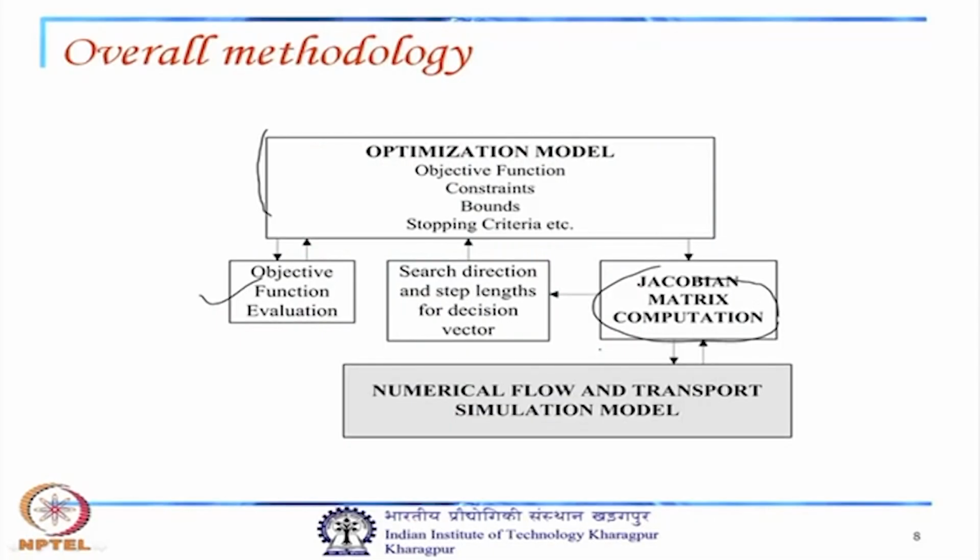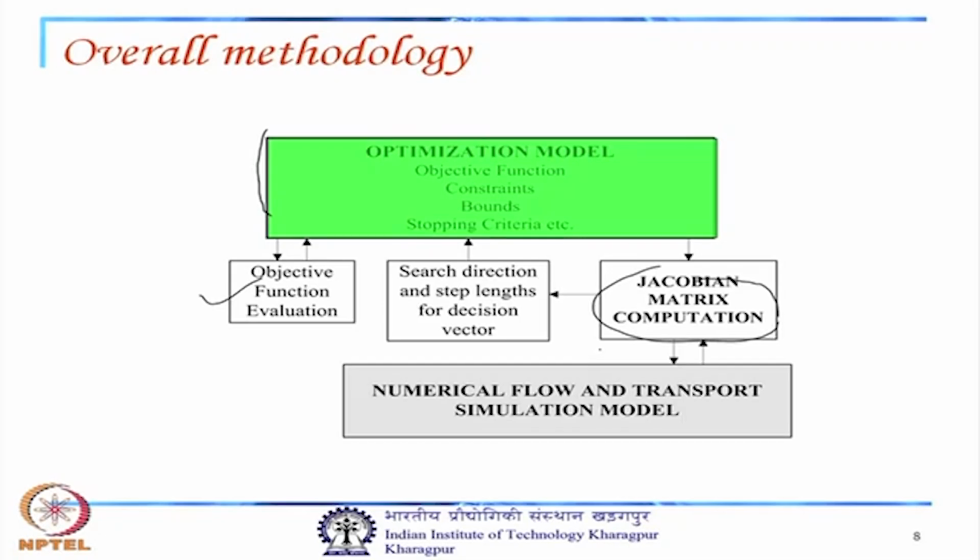Search directions are basically dependent on the Jacobian matrix, and the Jacobian matrix will give the proper direction. But the problem is that if you have a Jacobian matrix based approach, then you may or may not get a proper global optimal solution. So, the selection of the optimization model is also an important thing.